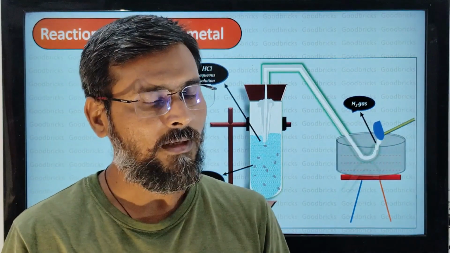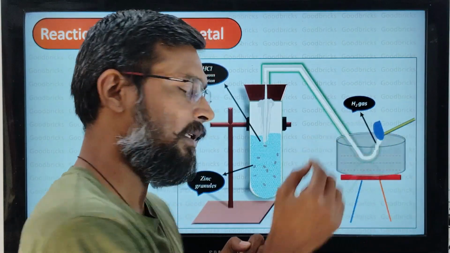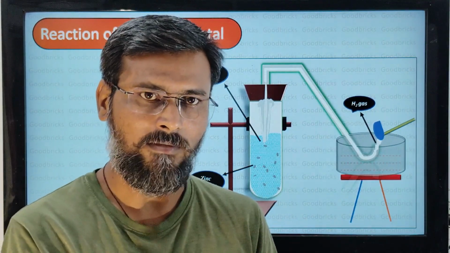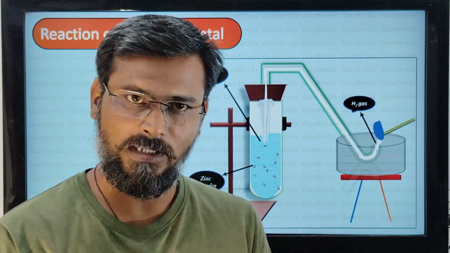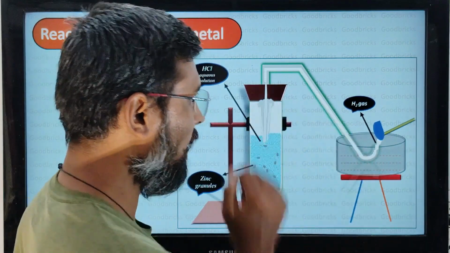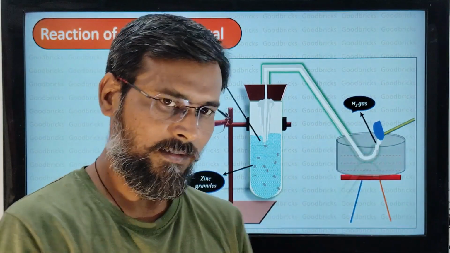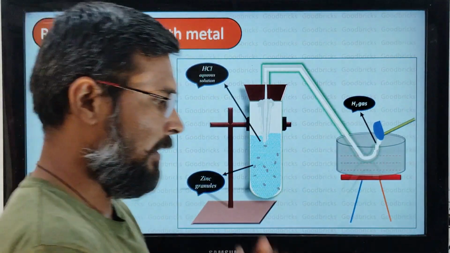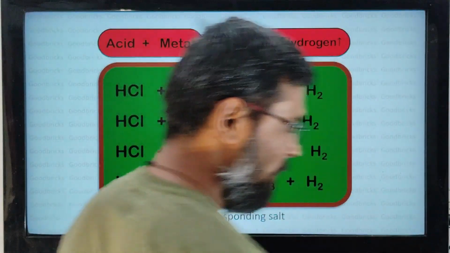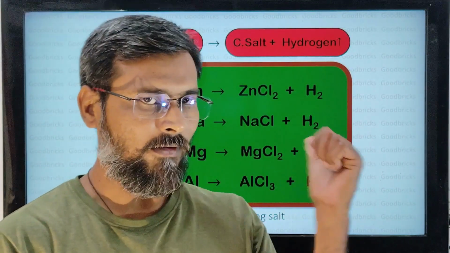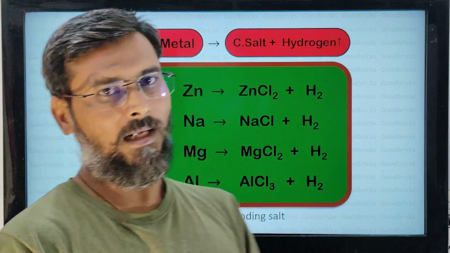How to confirm? You have to bring a lighted matchstick near the mouth of this delivery tube. Then it will give a pop sound. If it is giving a pop sound, then you can confirm this is hydrogen gas. Now let us look at the chemical reaction. See, this is the chemical reaction related to our previous activity and the diagram.